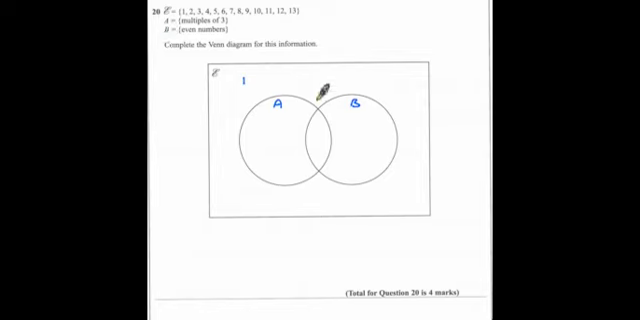Therefore it belongs in set B. So number 2 will be in here. Number 3, is it a multiple of 3? Certainly, 1 times 3 is 3, therefore it belongs in set A. Is it an even number? No, it's an odd number. It just belongs in set A, so we're going to put it there.